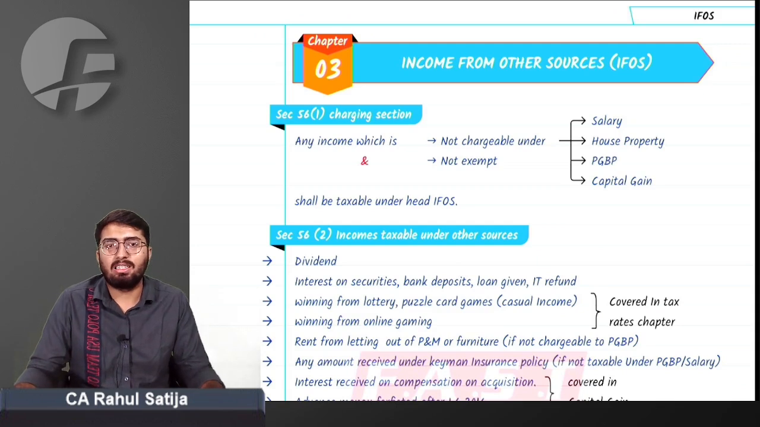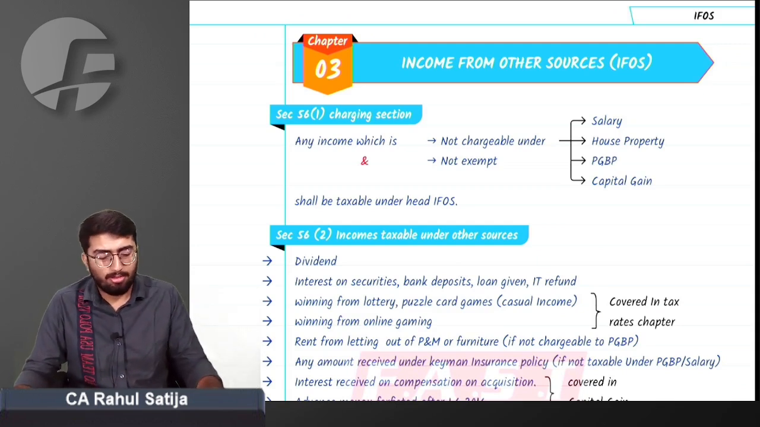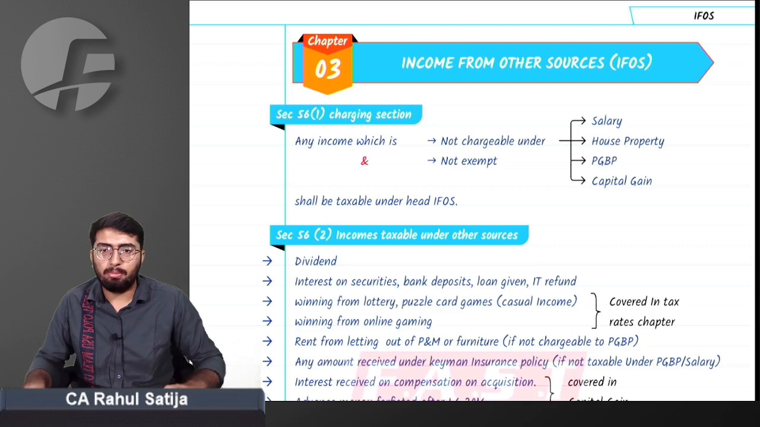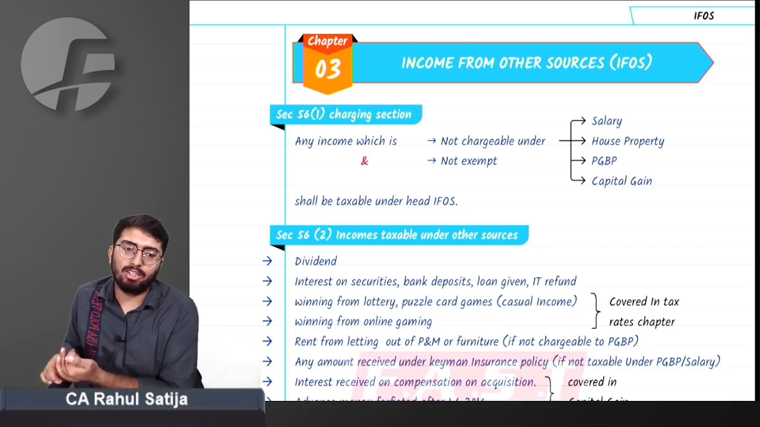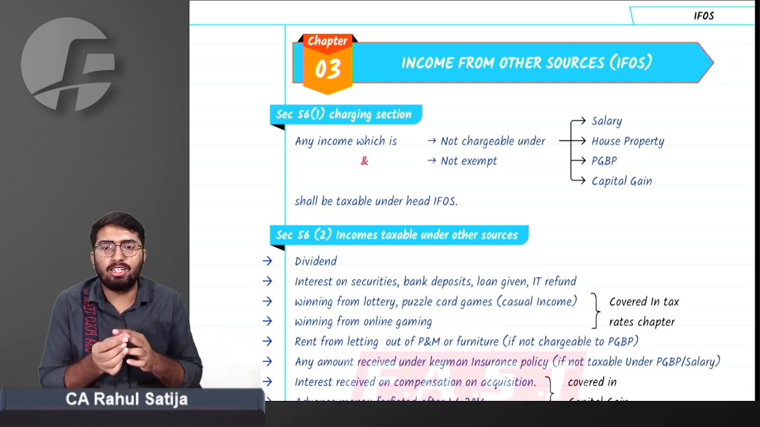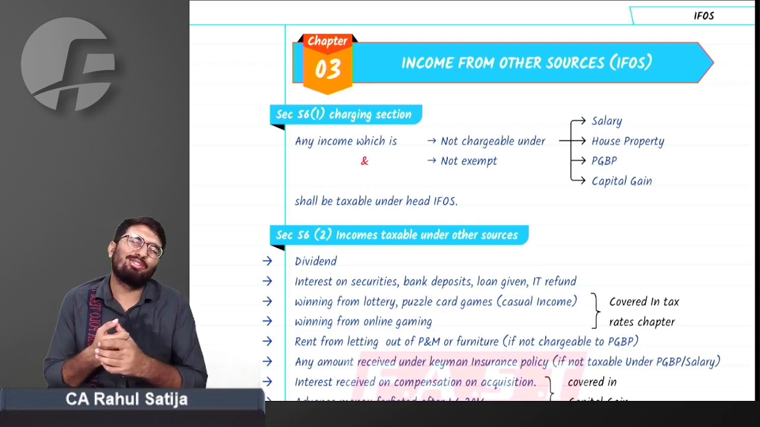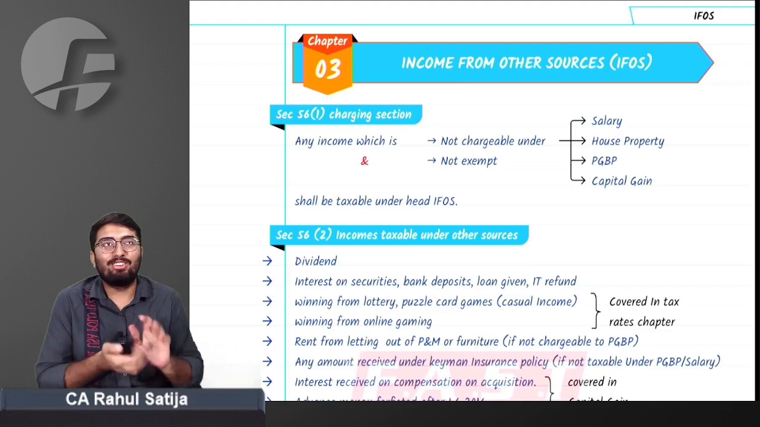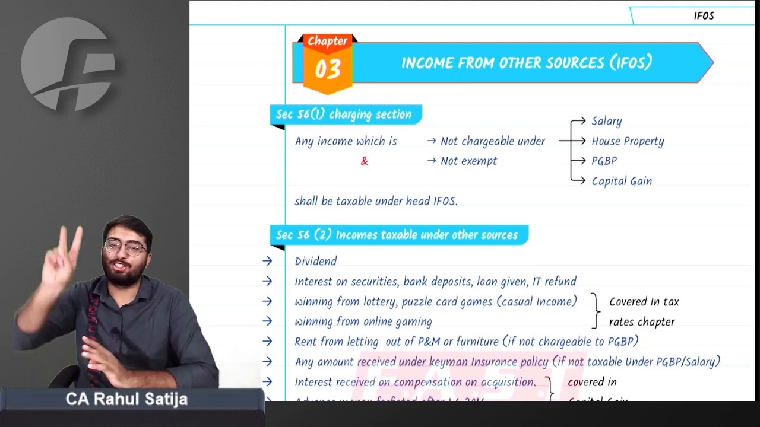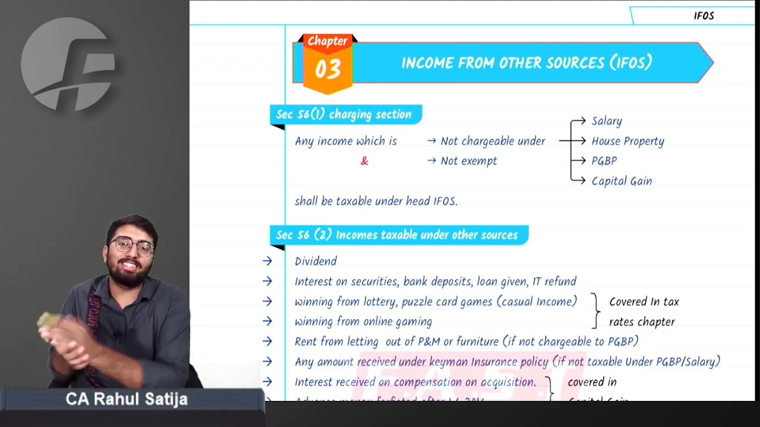Arriving at a new chapter, that is income from other sources. Before starting this chapter, remind me what was the charging section in capital gain? Sir, under capital gain the charging section was section 45. What was the charging section in house property? Sir, section 22.